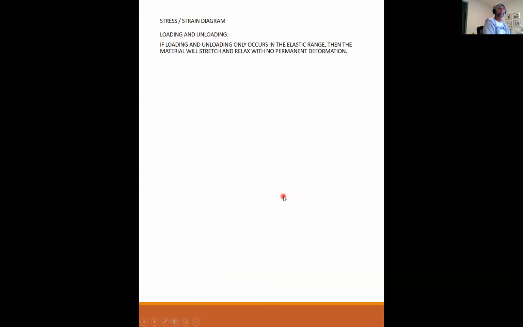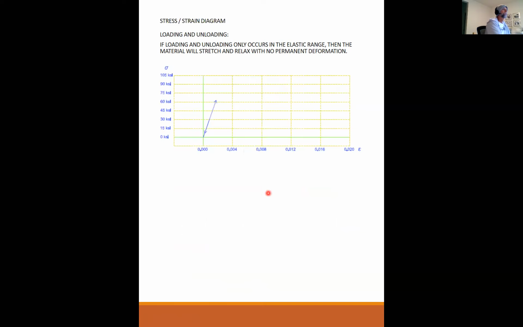Okay. Loading and unloading. If loading and unloading only occurs in the elastic range, then the material will stretch and relax with no permanent deformation. So if you're loading up a material and then you unload it, like picture you have it in the testing machine and you pulled it a little bit and then you let it go again, the stress strain plot will continue to oscillate on this straight line. In other words, there will be no permanent deformation.